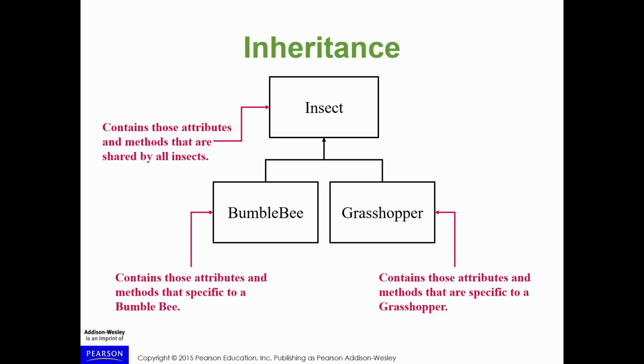So this is how you represent this pictorially. You've got the class on the top, which is the parent class, and underneath it, you've got the child classes, and the arrow, the colored in black arrow, basically means children of. So bumblebee and grasshopper are children of insect. So in the insect class, as mentioned there in the red, we can put in all the attributes that are shared by every type of insect, regardless of the type they are. Then in bumblebee, we can put those attributes and methods that are specific to a bee. In grasshopper, those attributes and methods that are specific to a grasshopper.